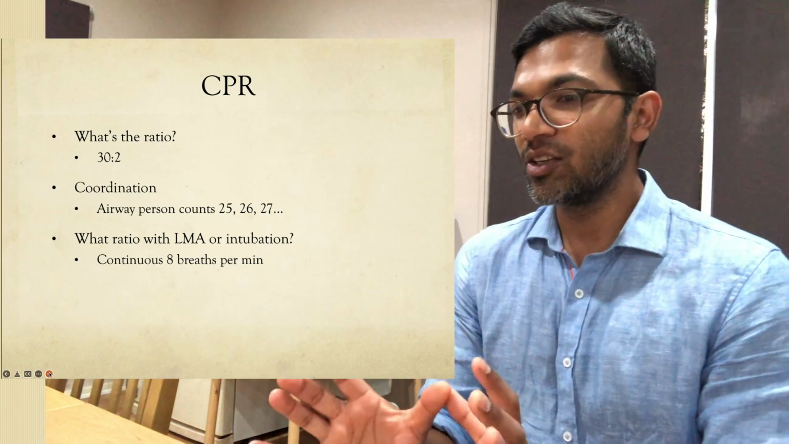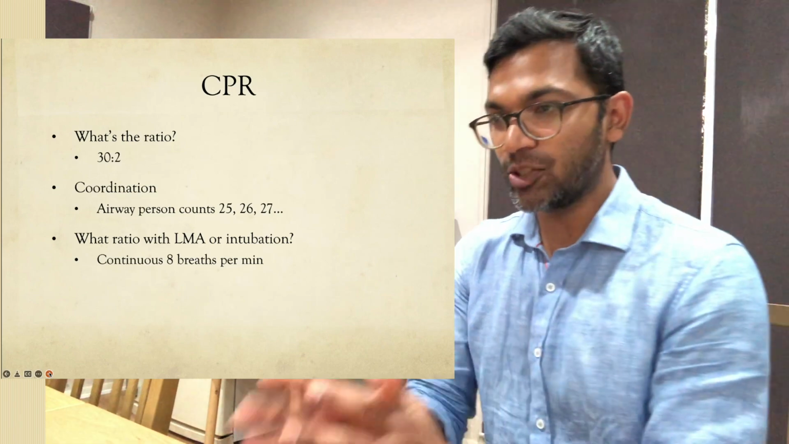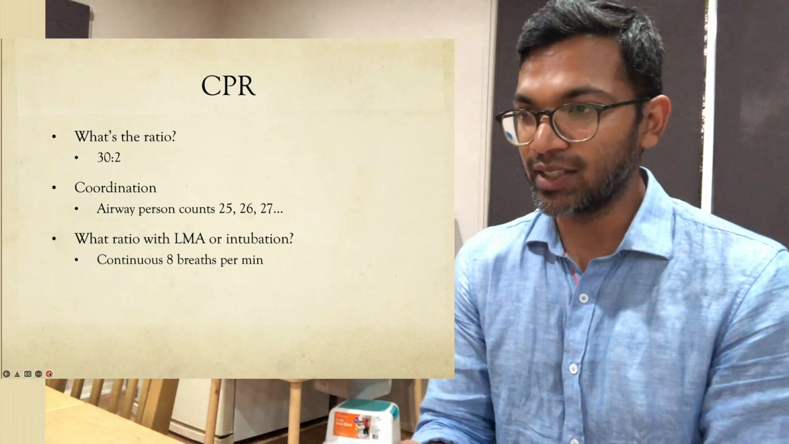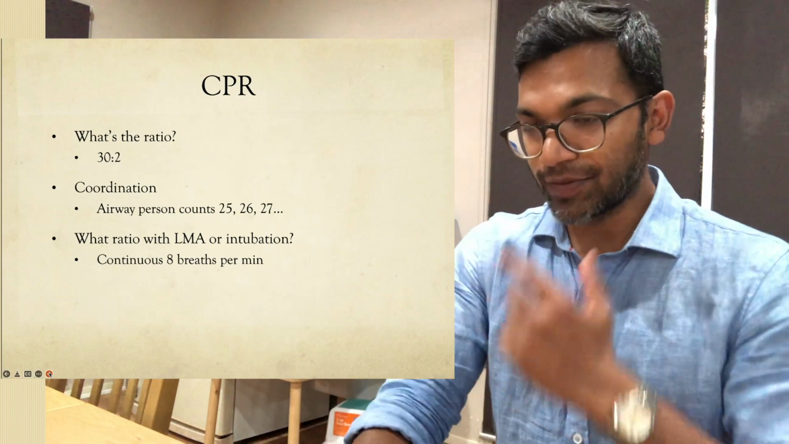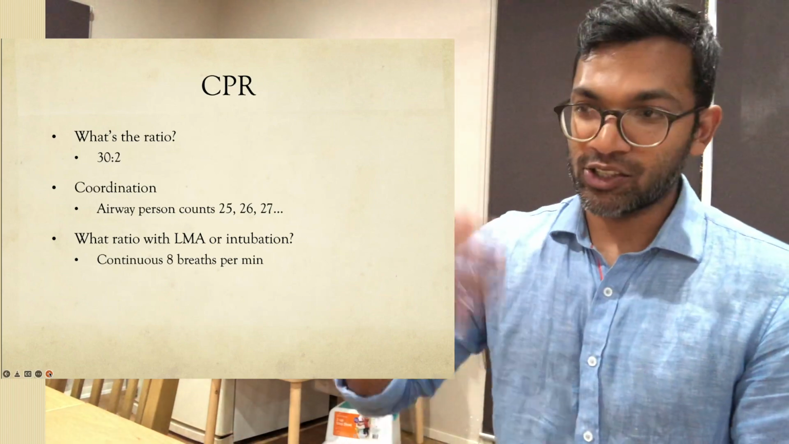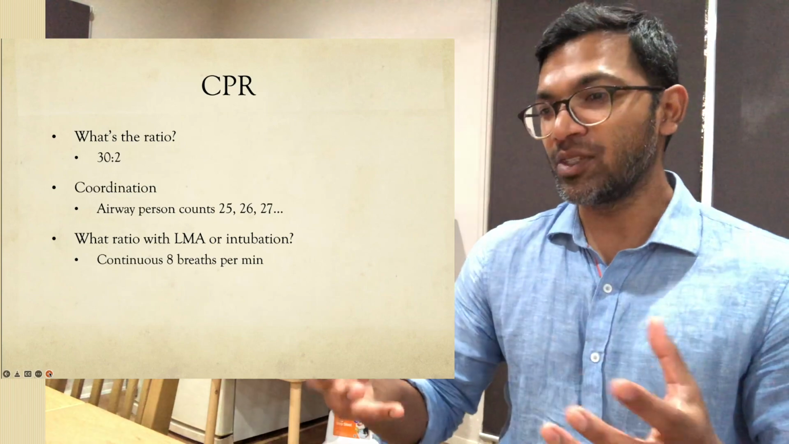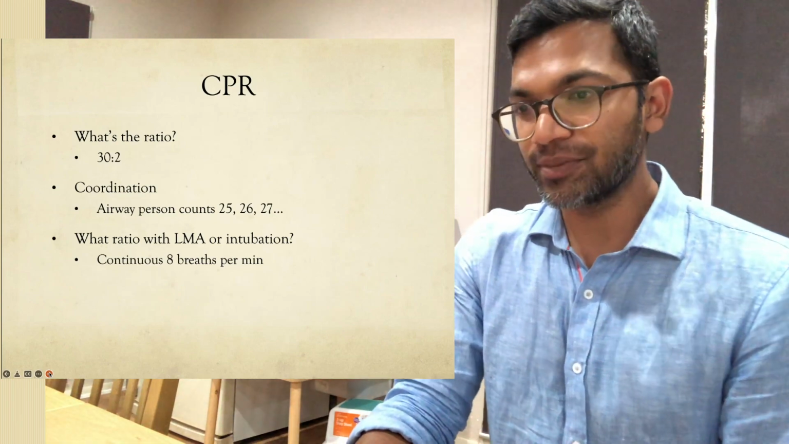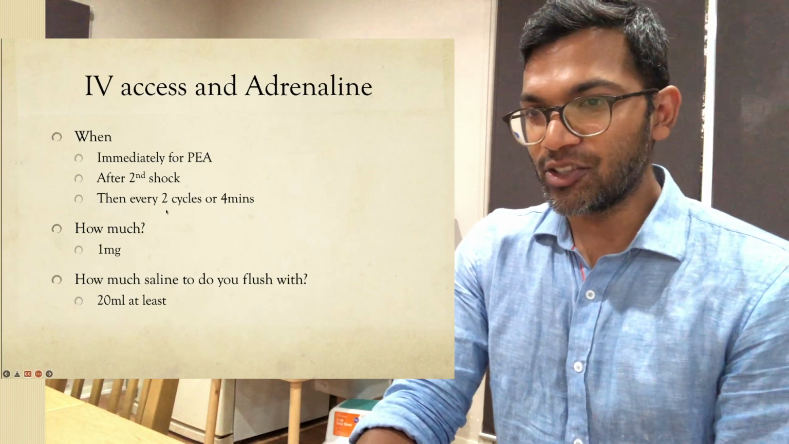As soon as you have an LMA or intubate the patient, instead of 30 to 2, it's just continuous 8 breaths per minute. So again, that's the easy answer for that. Pretty much you're getting oxygenation in. You don't really need to wait because you can generate enough pressure even with the chest compressions to ventilate this patient. So, IV access and adrenaline.